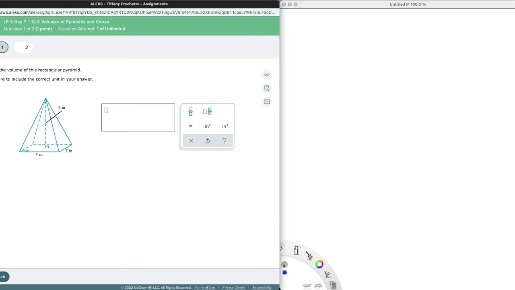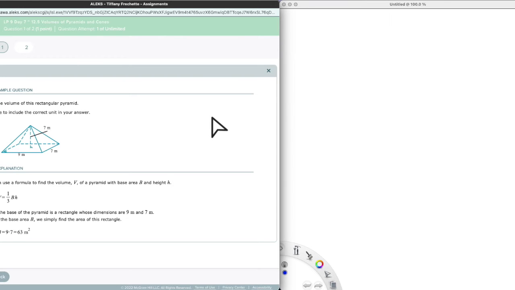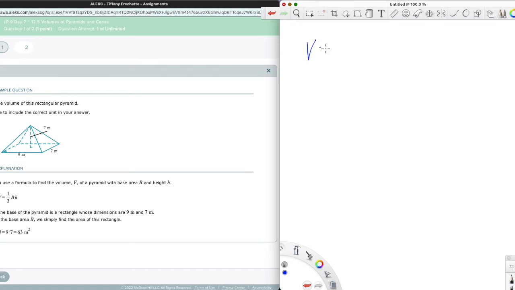All right, so in this one, it says find the volume of this rectangular pyramid. Be sure to include the correct unit in your answer. So this one would definitely have some background information, at least a formula. We dealt with this in the last video, where we kind of learned that a lot of these volume formulas come from exactly the same thing, where volume equals base times height. And that's for a prism.